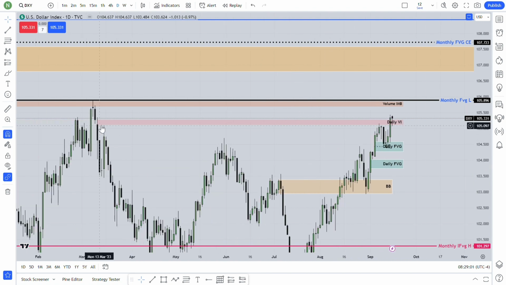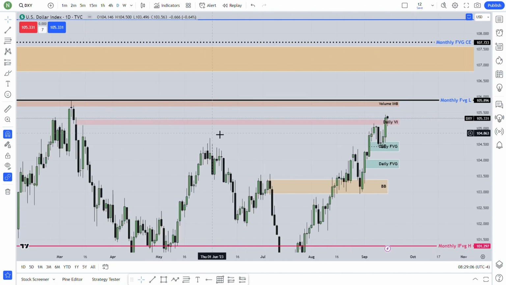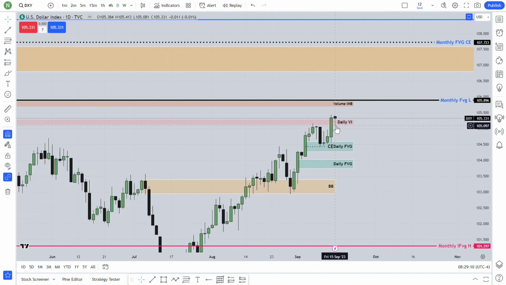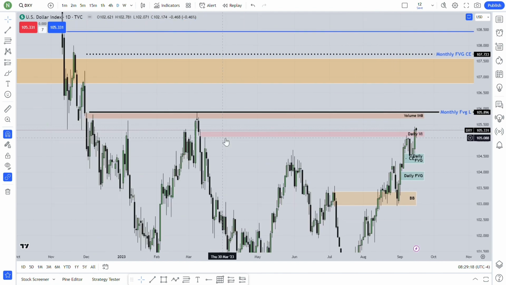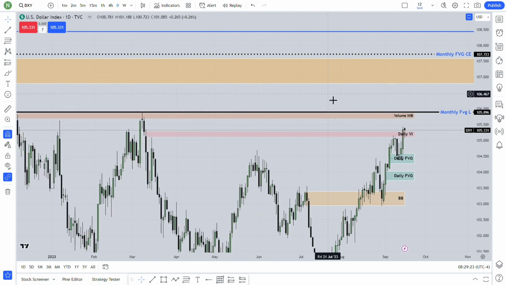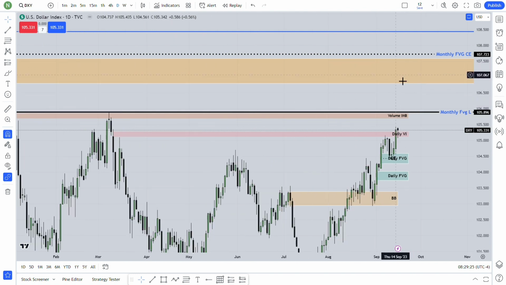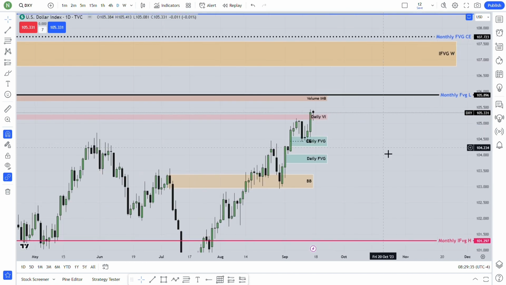Last week I told you that it could go to this volume imbalance. You see, it has actually traded this volume imbalance from here, and now this volume imbalance is acting as a support. So my target is that it will go to this volume imbalance and clear all of this buy side liquidity, and if it has more energy this week using the FOMC, it will go to this weekly fair value gap. You remember I have shown you this is the weekly fair value gap. So let's see what it actually does.